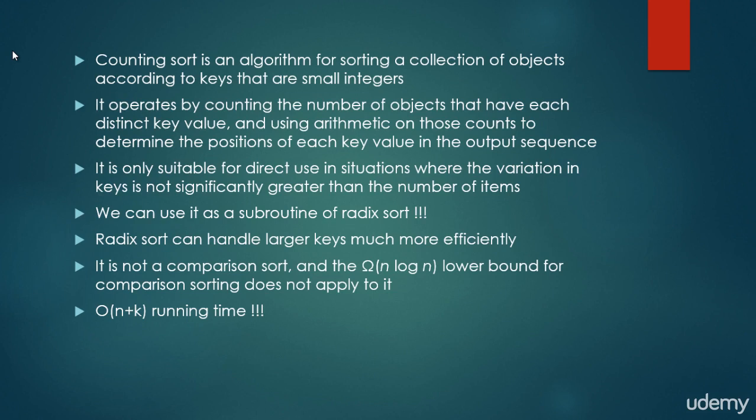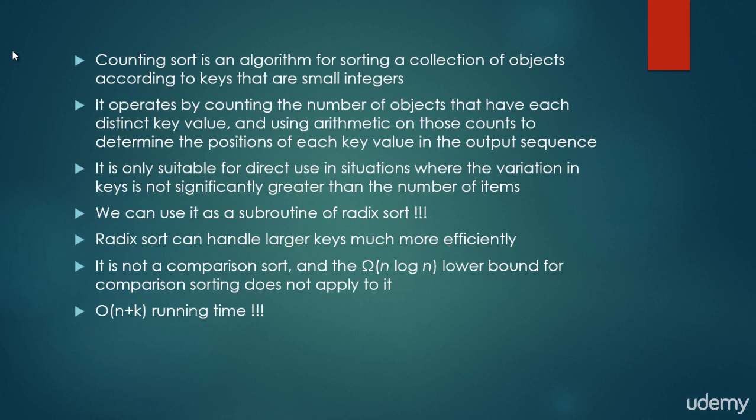It is only suitable for direct use in situations where the variation in keys is not significantly greater than the number of items. So we have small integers 1, 2, 3, 4, 5, and we have several ones, for example, several twos, threes, and so on. We can use it as a subroutine of radix sort. Radix sort is a better algorithm for these kinds of problems because it can handle larger keys efficiently.